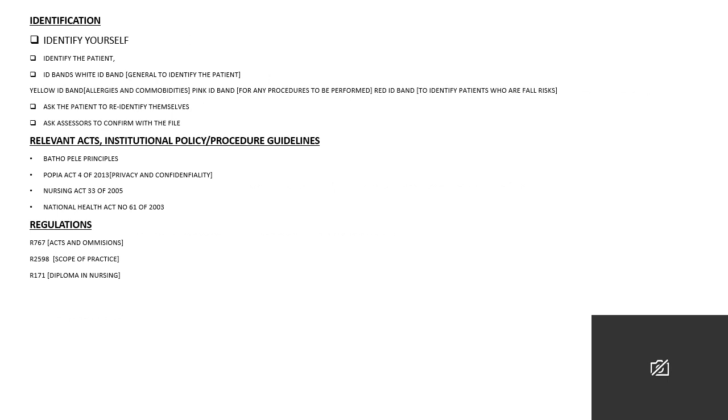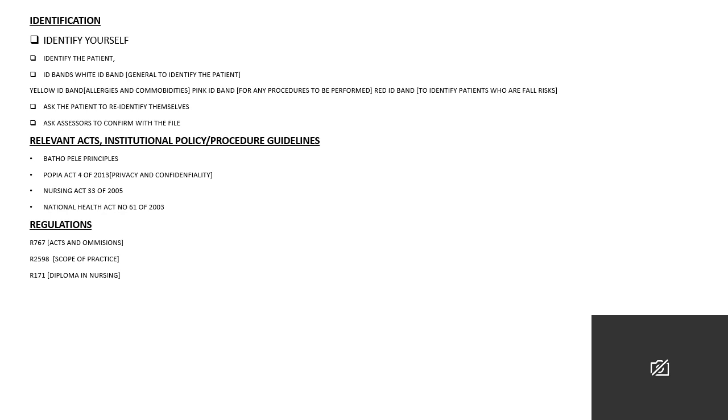Identification: identify your patient. Use ID bands: a white one, which is a general ID band to identify the patient, a yellow ID band for allergies and comorbidities, a pink ID band for any procedures that need to be performed on the patient, a red ID band to identify if the patient is at fall risk, and a green ID band if the patient has a stroke.